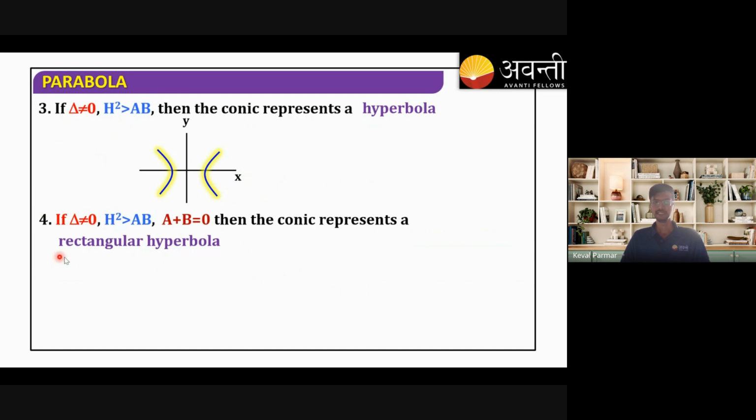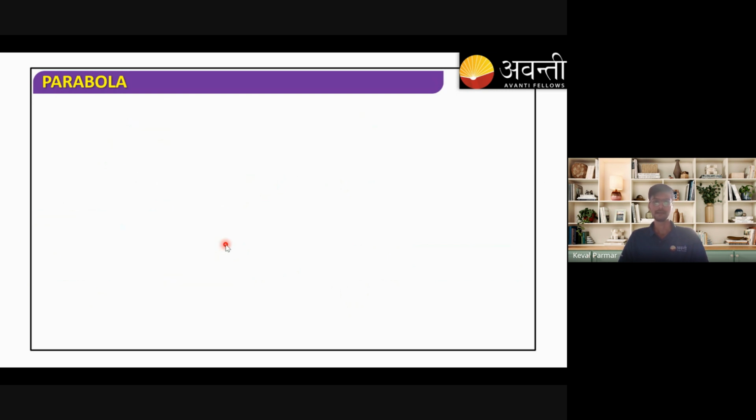We have no need of this. We'll look at the rectangular hyperbola afterwards. I think it is omitted. Yeah. So, if delta is not equal to 0, h equals 0, and a equals b, then the conic represents a circle. We have already seen this. I hope you know the equation of a circle.